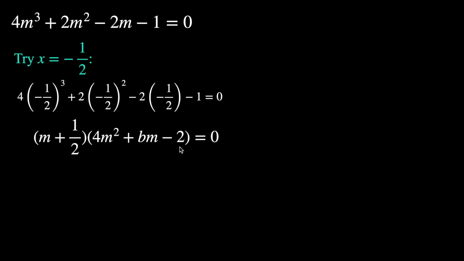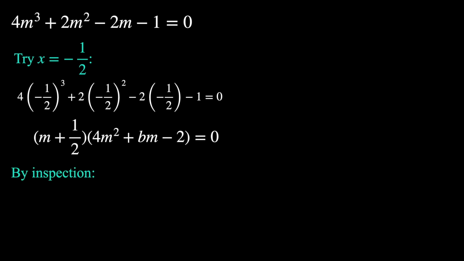And we know the final term must be negative 2 in order to get this constant negative 1. And the coefficient of m squared must be 4 to give us 4m cubed. Then we can solve for b by inspection. I have a video on polynomial division, which is what we're doing here, if you want to see this process in more detail, so check that out.